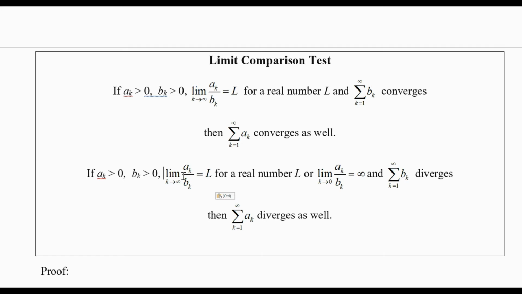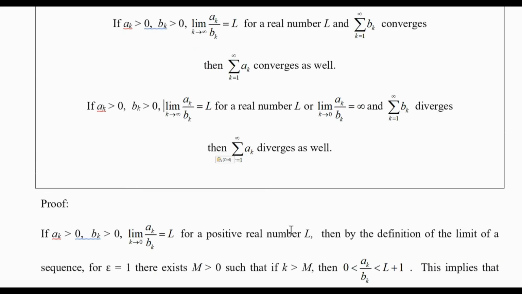If A sub k is greater than 0 and B sub k is greater than 0 again, and we have the limit as k goes to infinity here is a limit L, or if that limit goes to infinity and B sub k diverges, then the sum of B sub k diverges, then the sum of the A sub k diverges as well. So basically, if you get a limit, then if one converges, the other one does too. If one diverges, the other one does too. And in the case of the infinity limit, if you've got the A on the top, then that is going to be convergent, divergent as well.